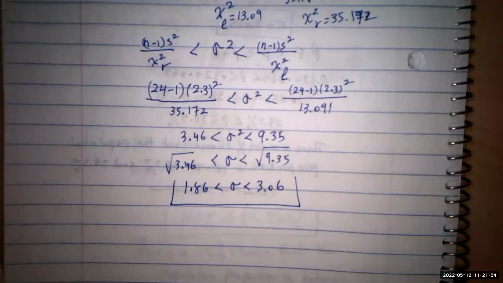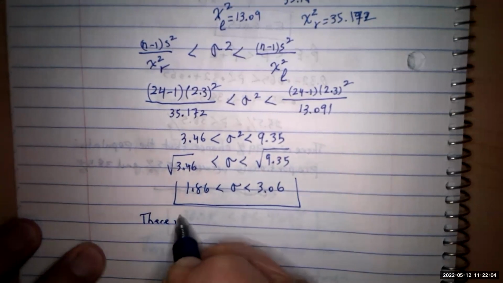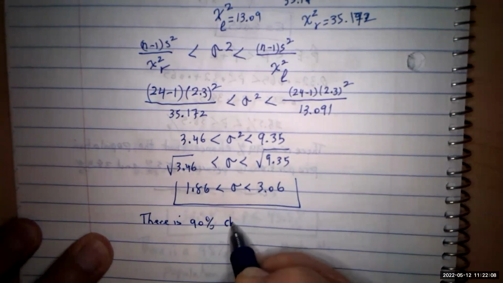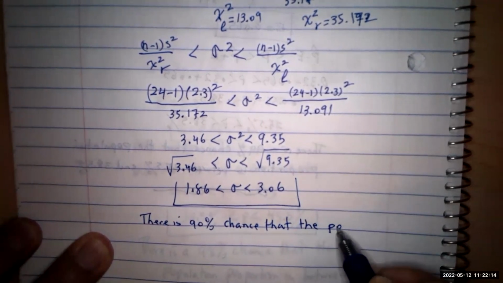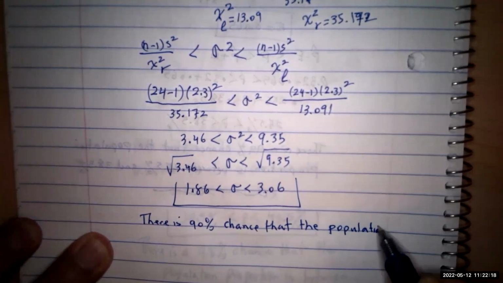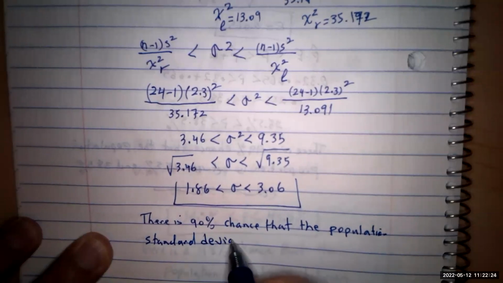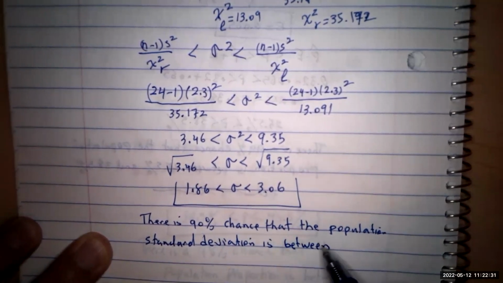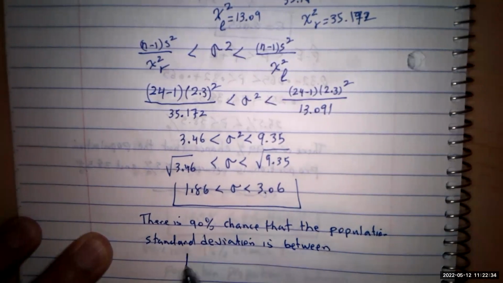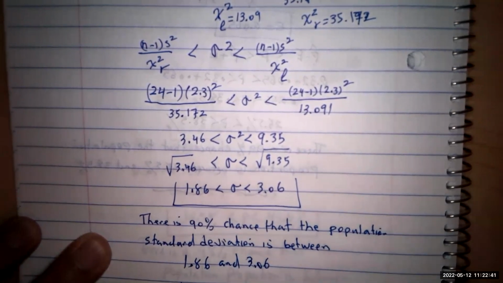You make a comment on this one only, we accept that. The confidence level is 90%, so there is a 90% chance that the population standard deviation, sigma, is going to be between these two numbers, between 1.86 and 3.06, and then you're done.